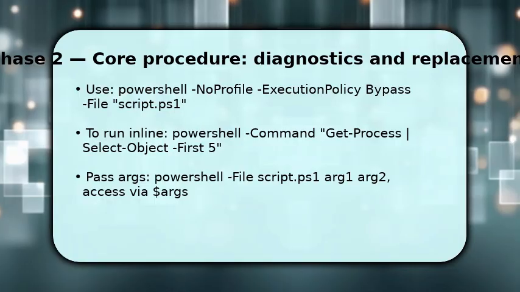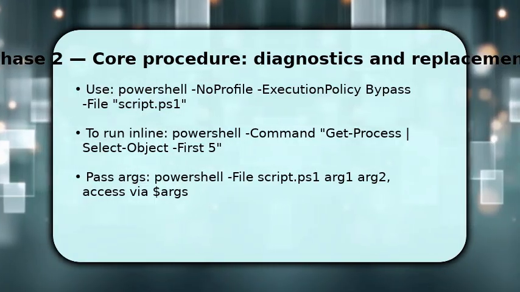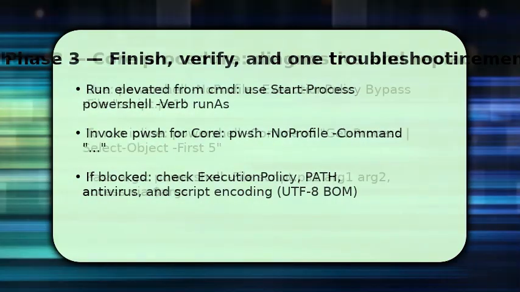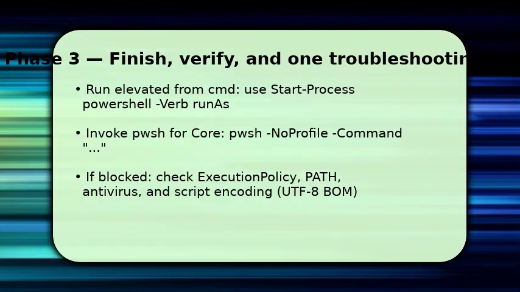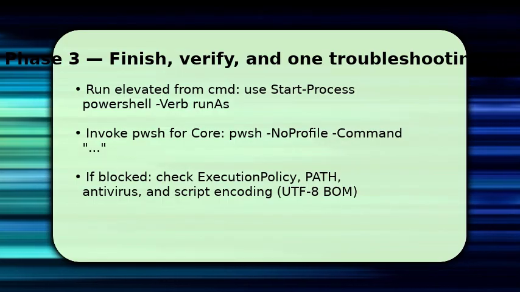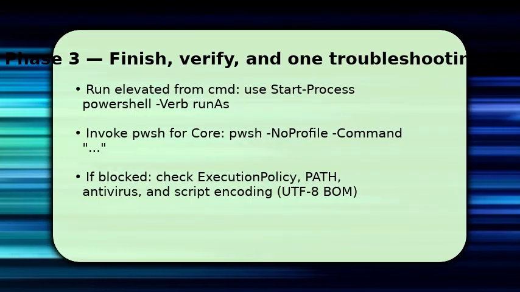To finish, learn advanced launch patterns and one troubleshooting tip. For elevation from CMD, run: powershell -Command "Start-Process powershell -Verb RunAs". That prompts UAC. If you use PowerShell Core, substitute pwsh similarly. To run in the background or as another user, use Start-Process with -Credential or -WindowStyle Hidden.